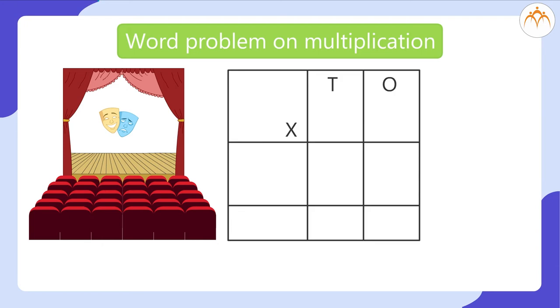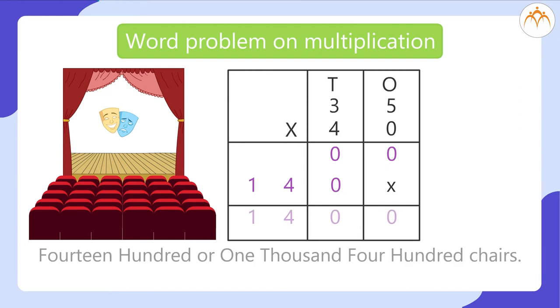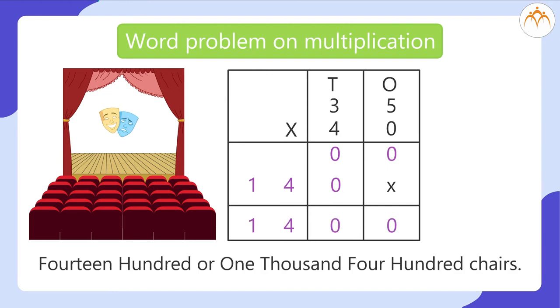Now write 35 above and 40 below 35. You will find it easy for multiplication. Let's see how. 35 multiplied by 40: 0 multiplied by 35 is equal to 0. Now 4 multiplied by 35 is equal to 140. So the answer is 1400 chairs.